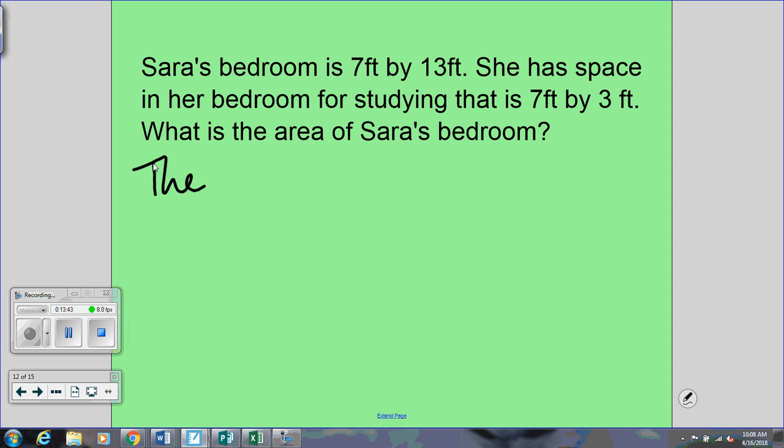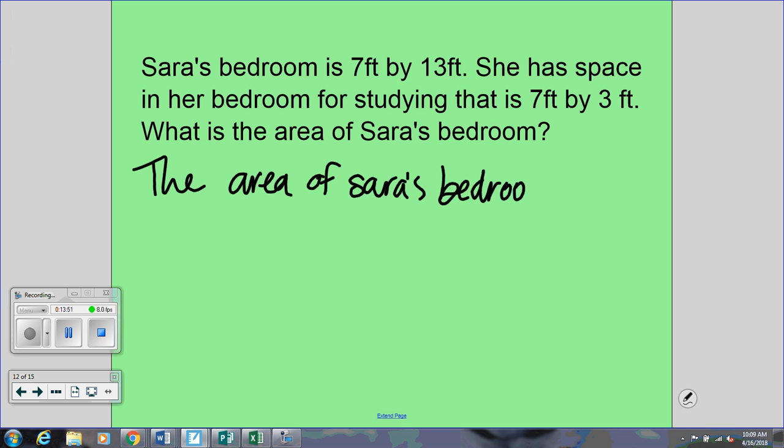Ooh, I love it. The area of Sarah's bedroom. And you're right. So instead of doing units, we would do feet squared or square feet, however you want to write it. But great job, Courtney. All right, what's next? We know if we go through our steps, we need to make a model. What kind of model would make sense to draw?